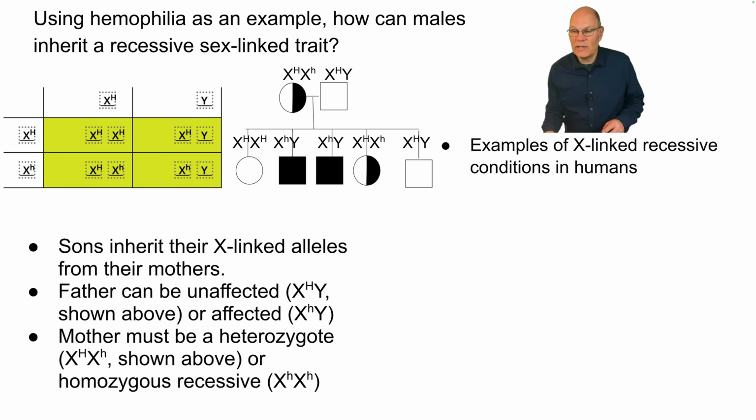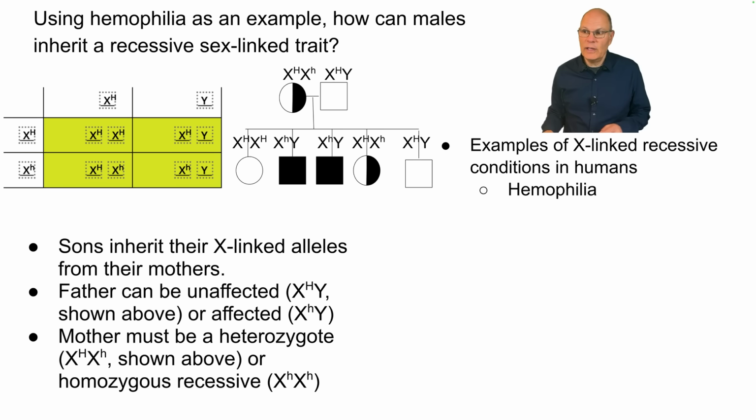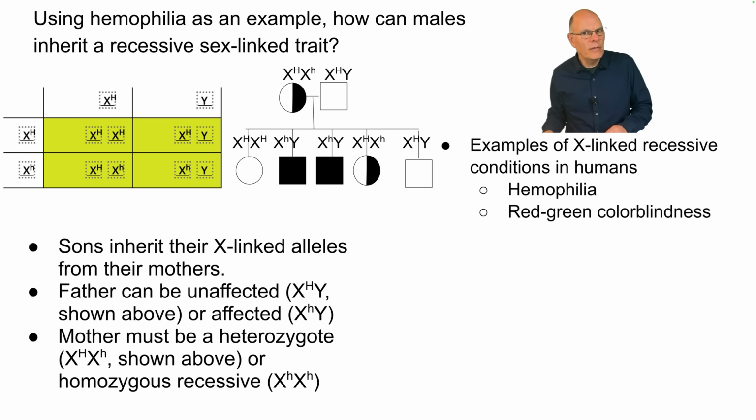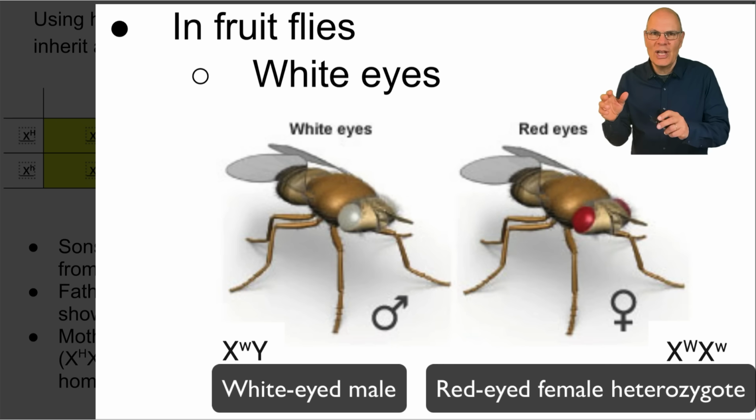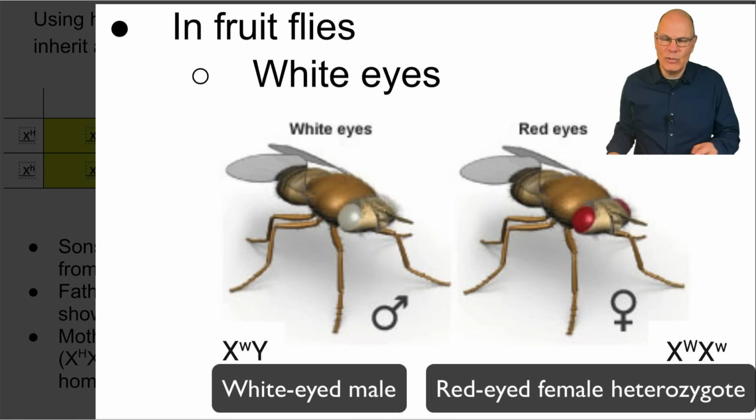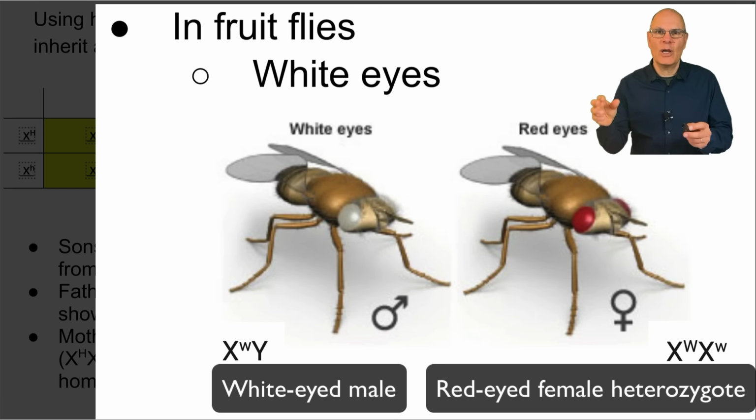Examples of X-linked recessive conditions in humans: hemophilia, which we just talked about, and also a very common one, red-green color blindness. In fruit flies, which have a similar sex determination system to humans, it's just the X chromosome and the Y chromosome, just like mammals. The allele for white eyes is a mutation that's on the X chromosome in fruit flies. In fact, this was the first allele that was ever located on a specific chromosome.